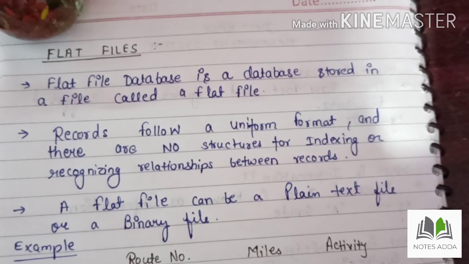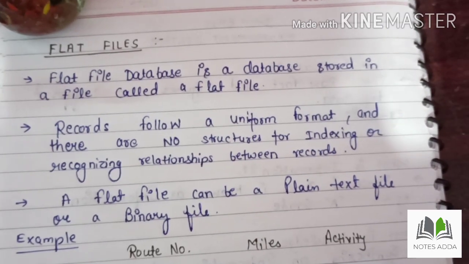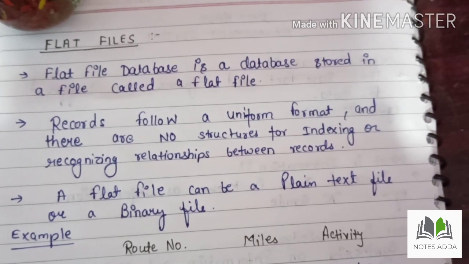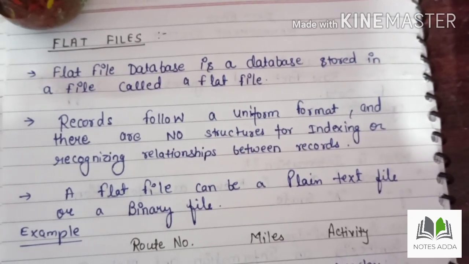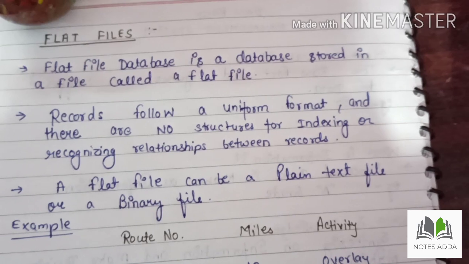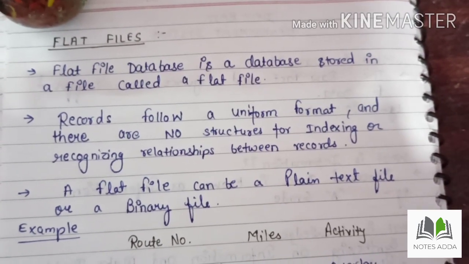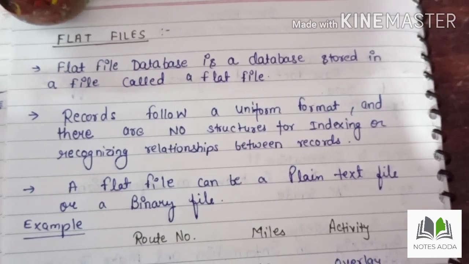What is a flat file? A flat file database is a database stored in a file. The records follow a uniform format and there is no structure for indexing and recognizing relationships between the records. It is basically a plain text file or a binary file.